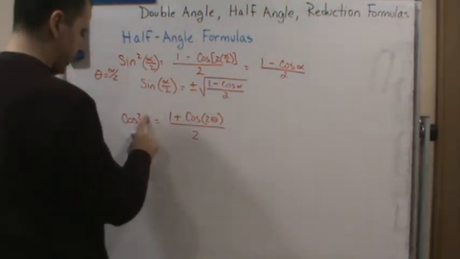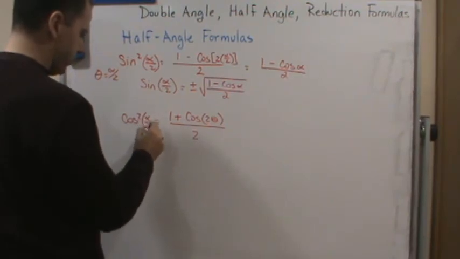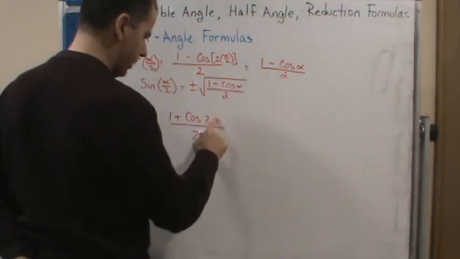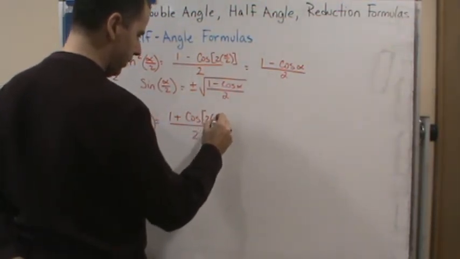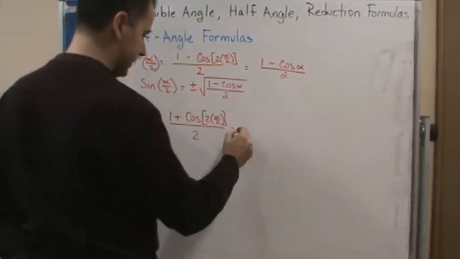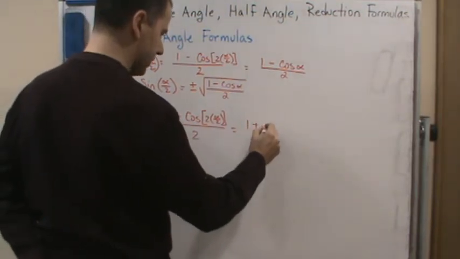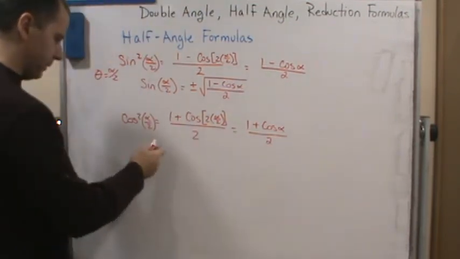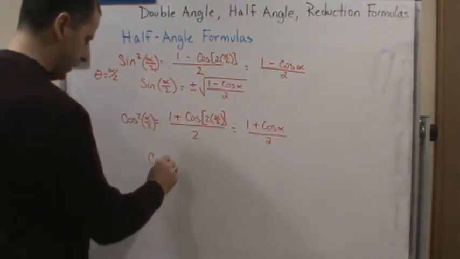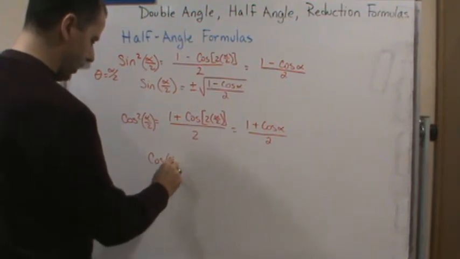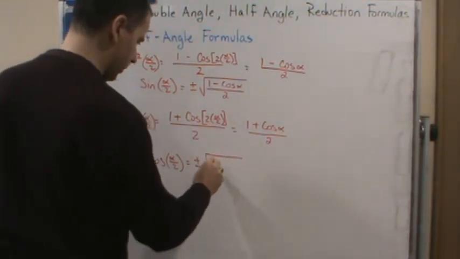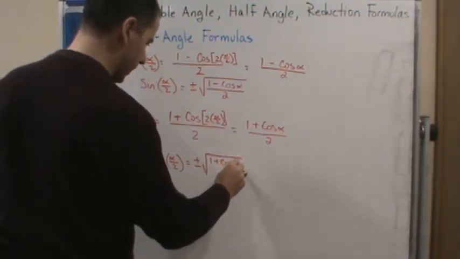Now, similarly, we get a similar thing with cosine by doing basically the exact same thing. All I'm going to do is replace theta with alpha over 2. And again, I get a similar result: 1 plus cosine alpha over 2. Then again, I take the square root of both sides, and I get cosine of alpha over 2 is equal to plus or minus the square root of 1 plus cosine alpha over 2.